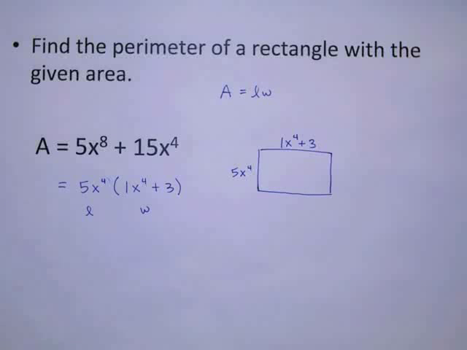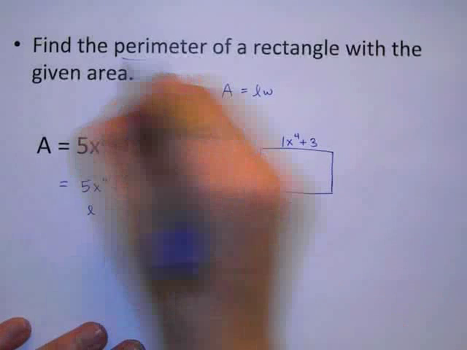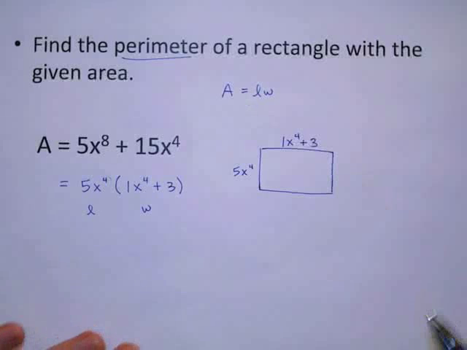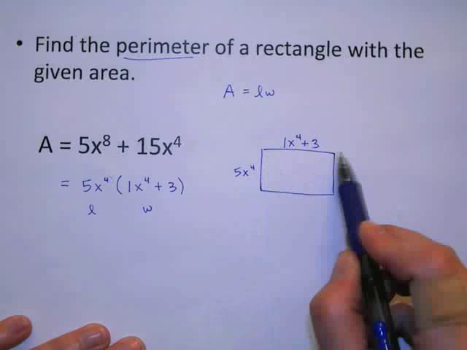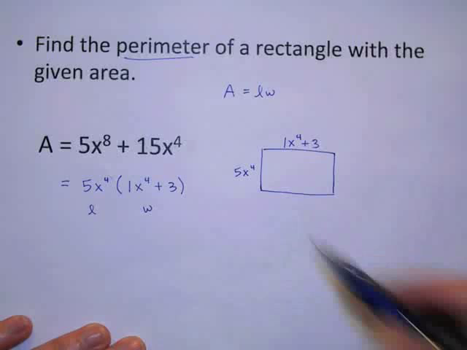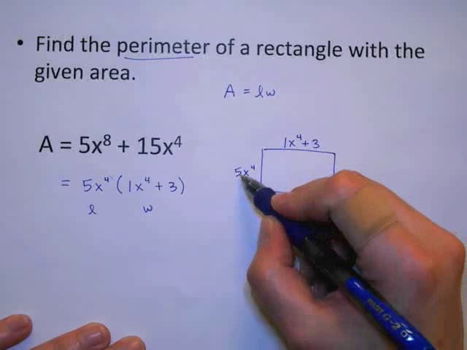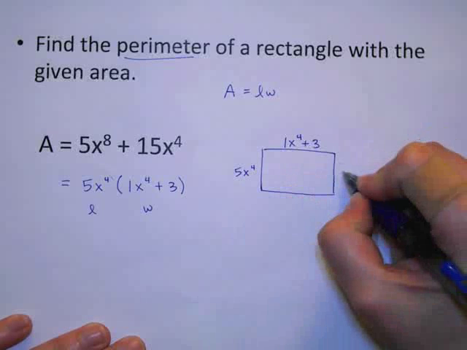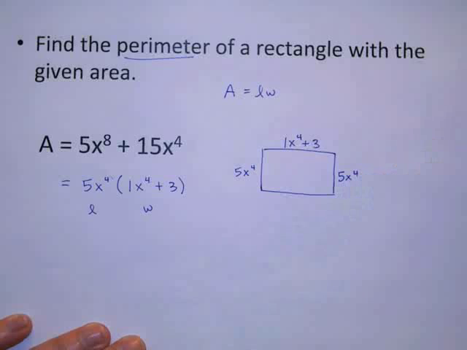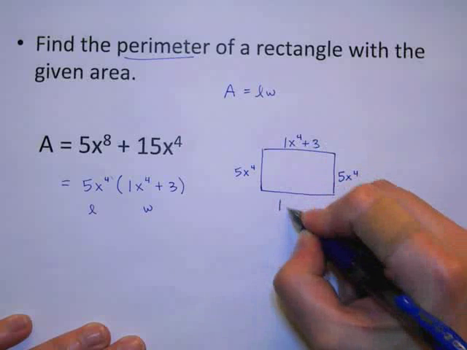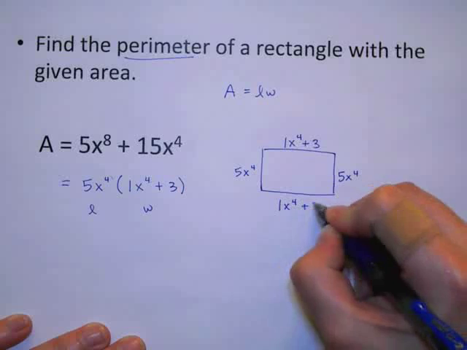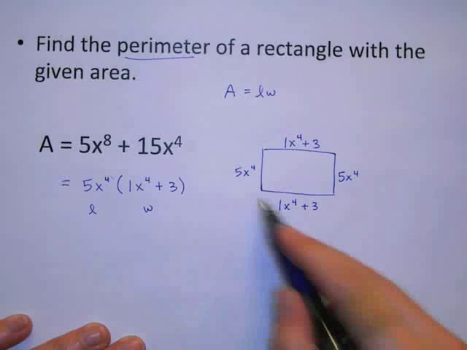All right, to find the perimeter of this rectangle, which is ultimately what we're trying to do, we need to add up all the sides. We know that perimeter is the sum of the distances of all the sides. So I know this is 5x to the 4th. It's a rectangle, which means this is also 5x to the 4th power. Okay? And if this is 1x to the 4th plus 3, then this is also 1x to the 4th plus 3. So I just need to add up all of these sides.